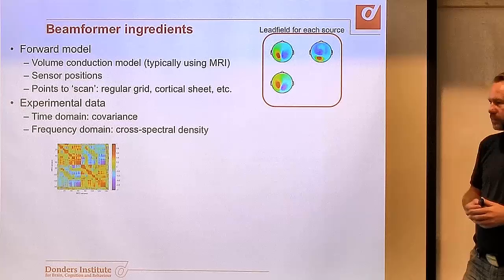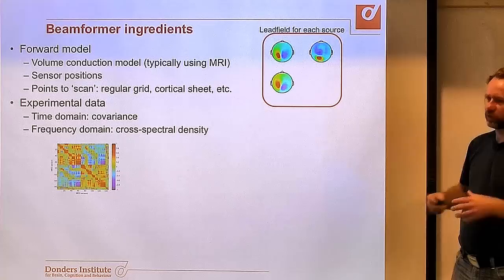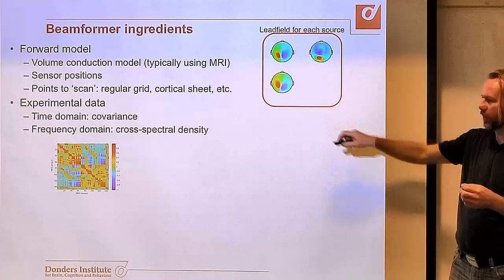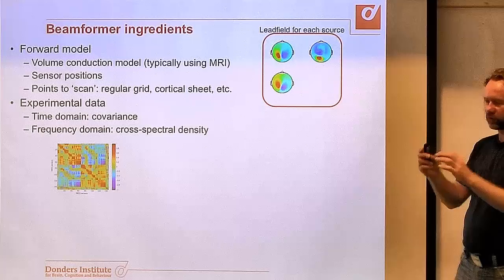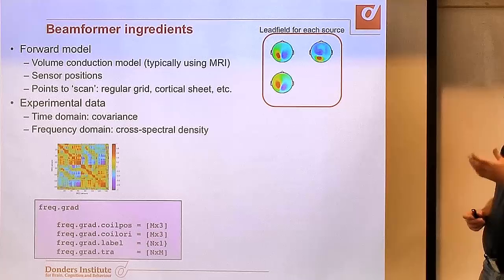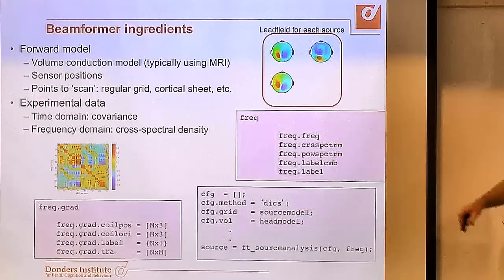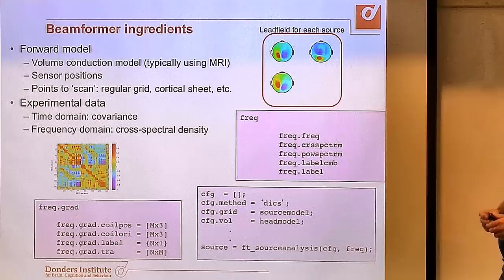This is how the covariance matrix of the data might look. What you see is that there's a lot of high covariance of the channels with themselves. And the further away the channel, the lower the covariance will be. Although some channels further away also have a high covariance because they're picking up both sides of the same dipole, for example. We have the gradiometer positions. And now we specify FT source analysis, where we have the source model, the head model, and we have this freq structure. And it's this freq structure that contains the cross-spectral density matrix. So that's how we put everything together.